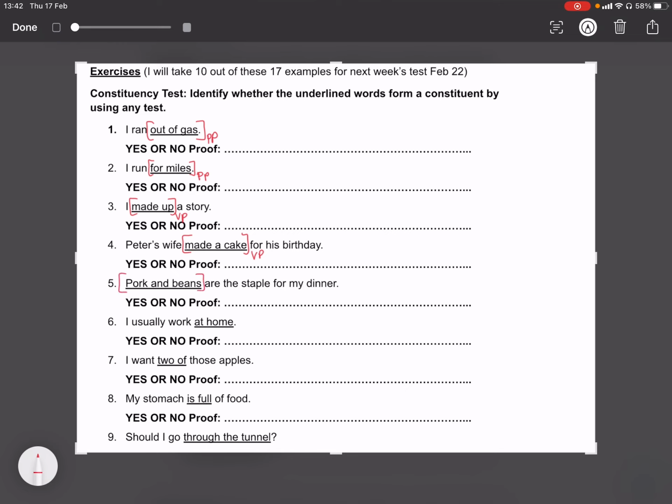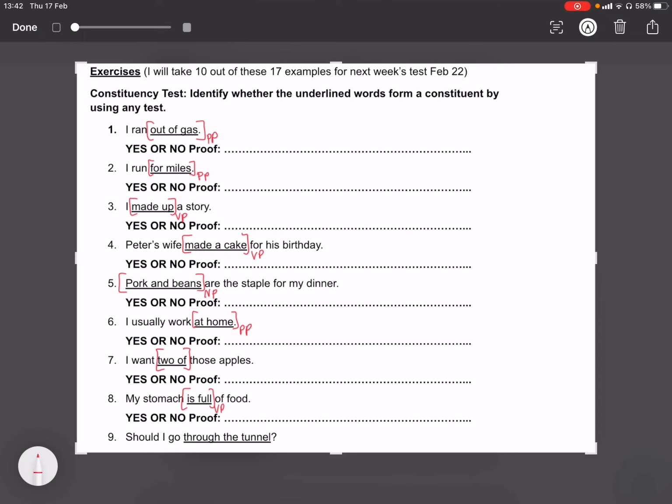Pork and beans are NP. Together they form an NP. At home starts with an at, so it's a PP. And two of, just two of, okay? It starts with a determiner, or it could be a noun, and it's followed by a preposition. It looks weird. Is full a VP, because it starts with the verb to be? We're gonna do the other two later because I just have a space right now.